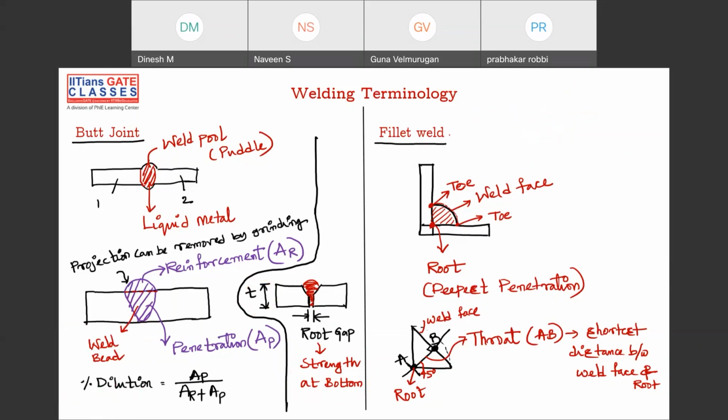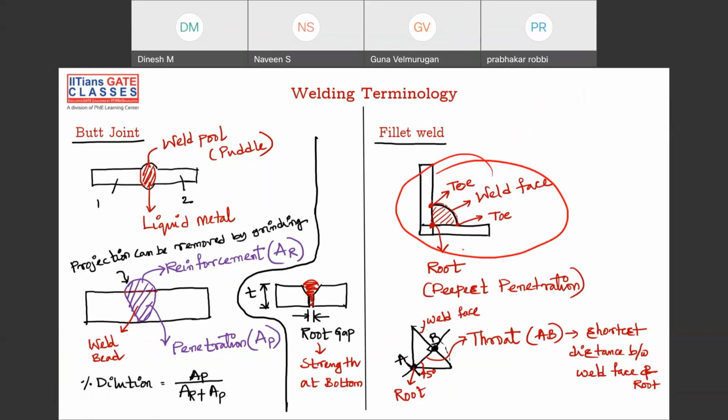Now this is called the fillet joint. A fillet joint is where you have some plate like this and another plate like this, and you are filling it like this. This is all filling. Once you have filled, this is the cross-sectional view.